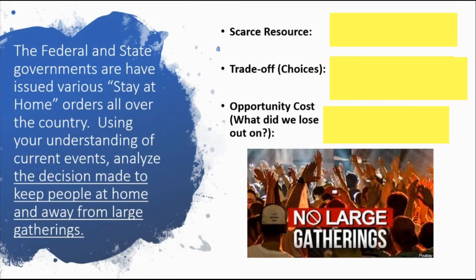So as we know, the federal and state governments have issued various stay-at-home orders all over the country. Using your understanding of current events, analyze the decision made to keep people at home and away from large gatherings. So this might be tricky. What is the reason behind telling us to stay home? Is there a scarce resource? What is scarce in these situations where they're making the choice that we want everyone to stay home? What do y'all think?